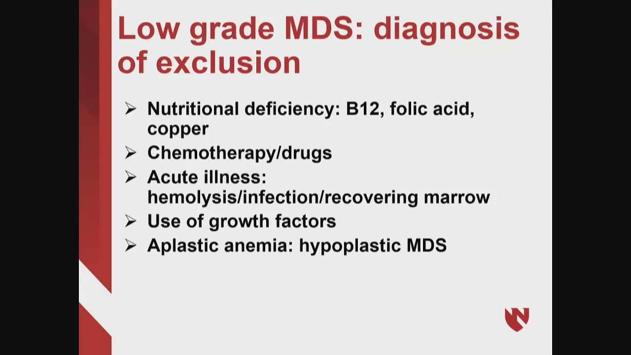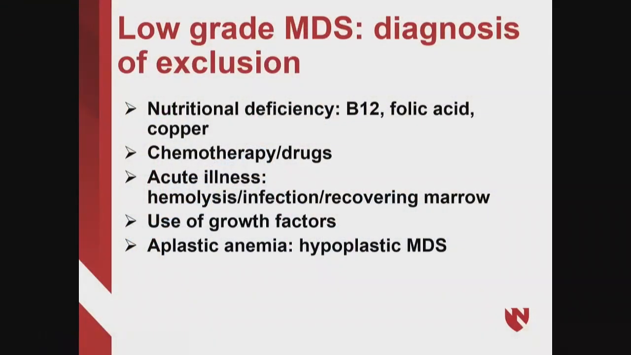So in low-grade MDS, it's very important to make sure that we have ruled out other causes of dysplasia or low blood count. Some of these causes of low blood count and possibly dysplasia include nutritional deficiency. So deficiency in B12, folic acid, or copper can cause low blood count and can even result in abnormal cells in the blood and bone marrow. So it's very important to rule out those causes.